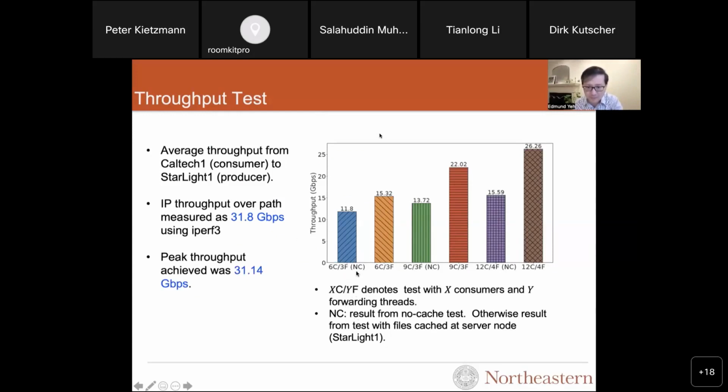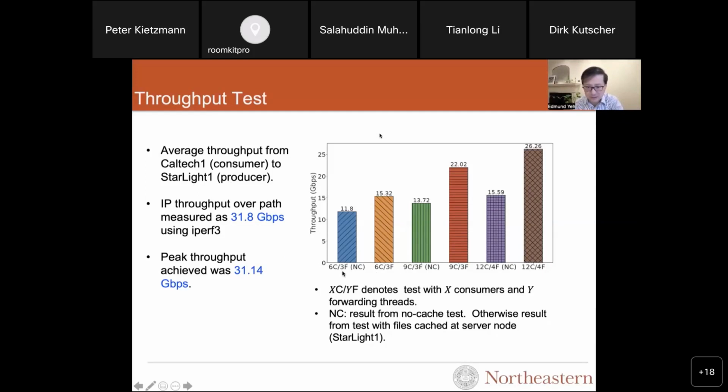So we also have this NC versus non-NC. NC means the result with a no cache test, so that you can do caching either at the producer Starlight 1 or no caching. So if you don't have NC, then there's no caching. And then there is caching, in fact, at the producer.